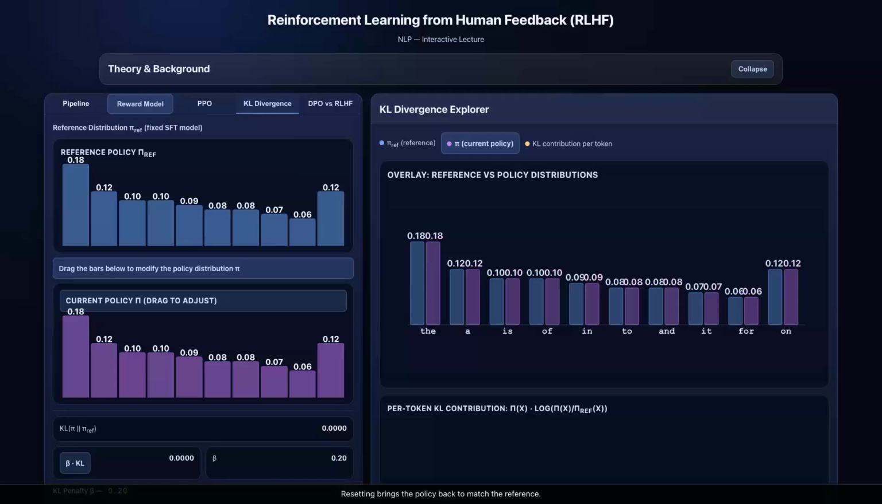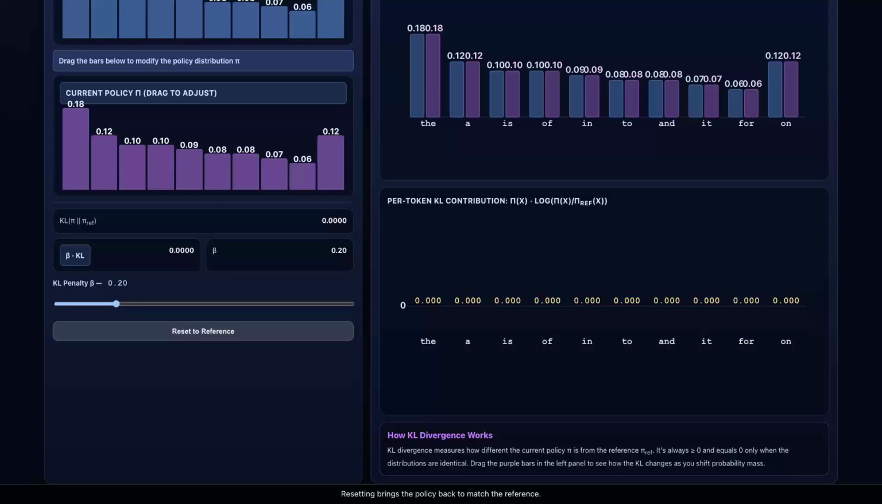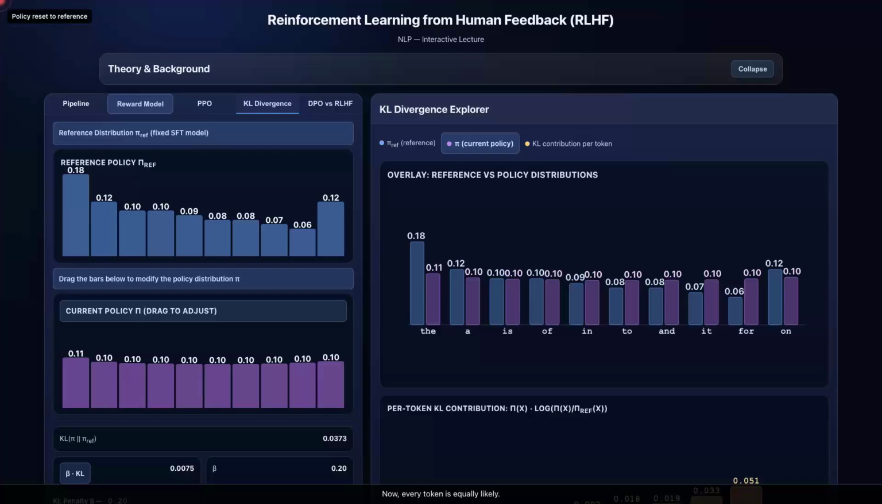Resetting brings the policy back to match the reference. KL divergence returns to 0, showing there's no difference between the two distributions. Now every token is equally likely.